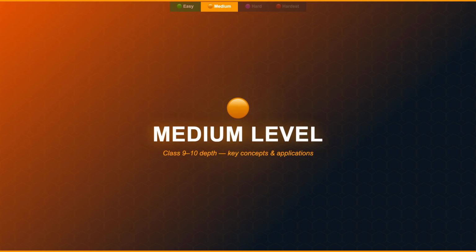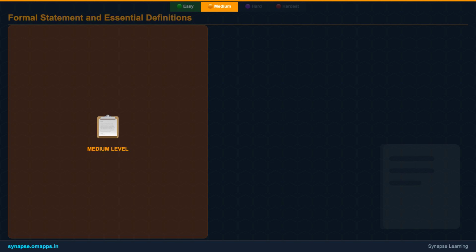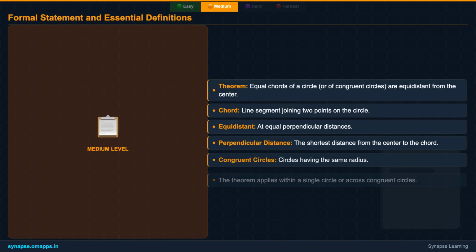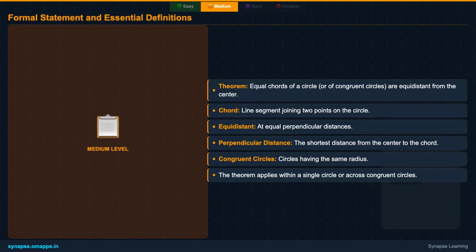We'll explore the formal proof and tackle more involved calculations. The theorem states, equal chords of a circle, or of congruent circles, are equidistant from the center. This applies to chords within the same circle or in circles that are congruent, meaning they have the same radius. The term equidistant specifically refers to the perpendicular distance from the center to the chord. This precise definition is crucial for the mathematical proof.